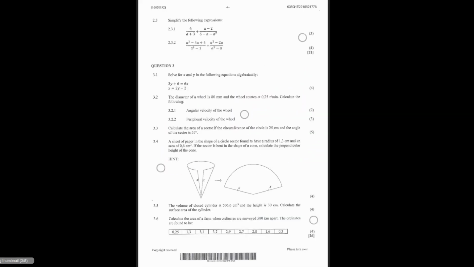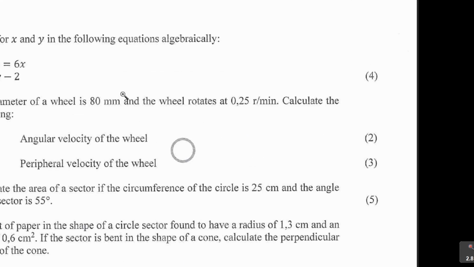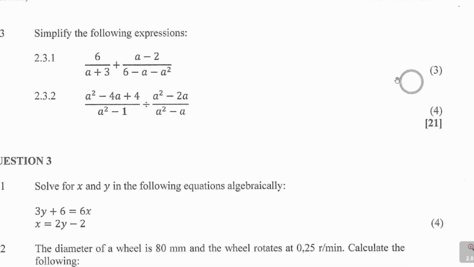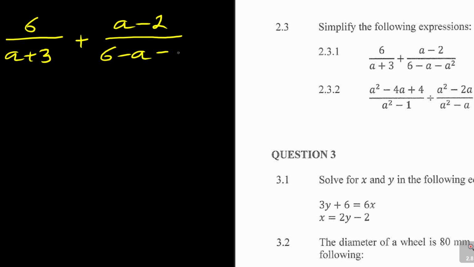Alright, and then to wrap it up, it is also out of 21, but to wrap it up is this one. Simplify the following expressions. 3 marks. I don't know why they always make the plus questions 3 marks, but I feel like some of these plus or minus questions are more demanding than the division and multiplication. Anyway, let's do this one. It says 6 over a plus 3 plus a minus 2 over 6 minus a squared. So there we go. So what do we do here?